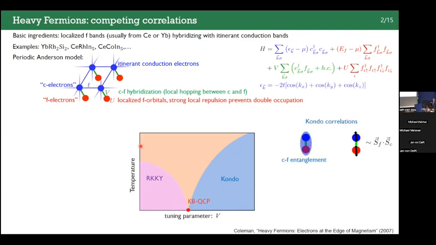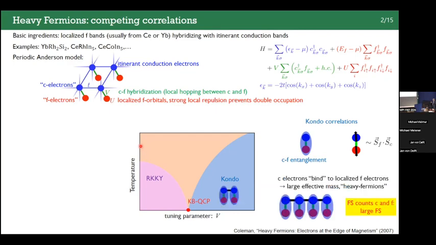At large hybridization, you get Kondo correlations where the delocalized c electrons tend to screen the localized f electrons, so that they tend to become entangled. It's Kondo screening, really. In a sense, the c electron binds to the localized f electrons, and therefore they get a large effective mass. That's why it gives rise to heavy fermion type behavior. But conversely, the f electrons participate. They get some delocalized nature, and so the Fermi surface consists of f and c electrons. So you get a large Fermi surface in that sense.